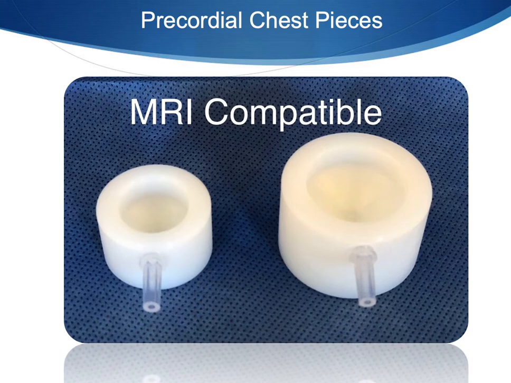Anesthesia today has us going into a lot of out-of-department areas. One of those areas is the MRI suite. Now the traditional precordial chest piece cannot be used in there because it is metallic and it will be brought into the magnetic field. But they do have some MRI compatible chest pieces. It only comes in the pediatric size and the adult size.